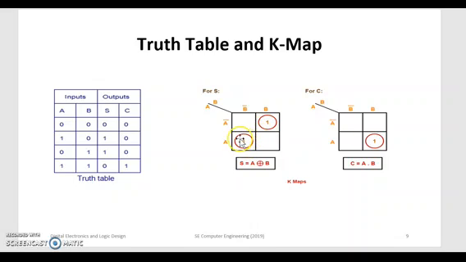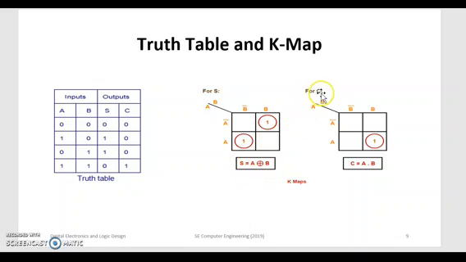For this one, the term will be A B bar. And for this one, we have the term A bar B. So it will be A B bar plus A bar B, which is nothing but the XOR. So we can simplify it as S is equal to A XOR B.